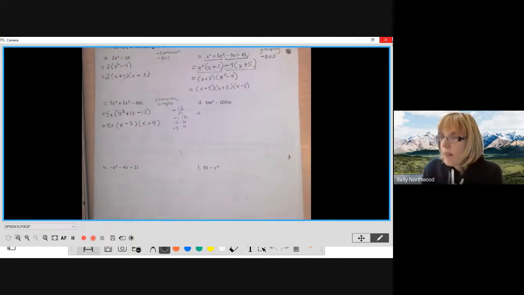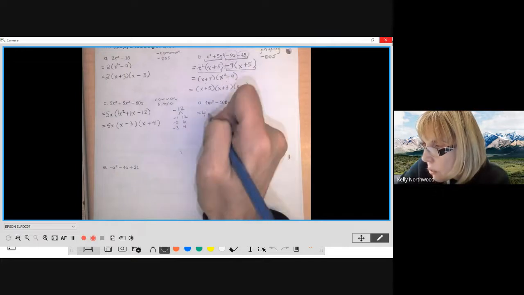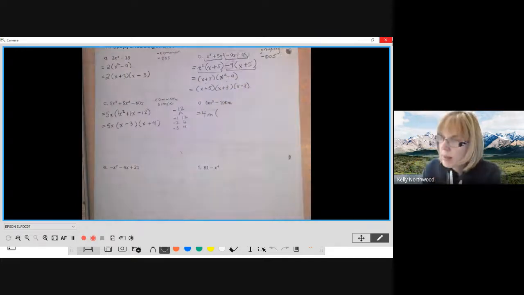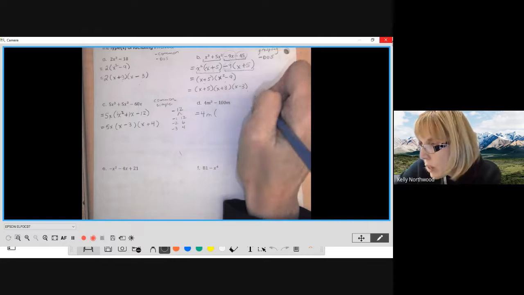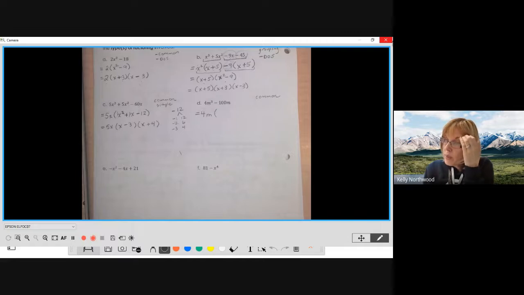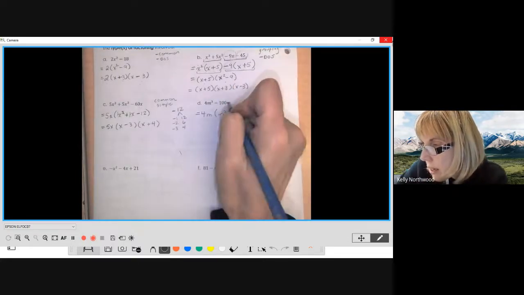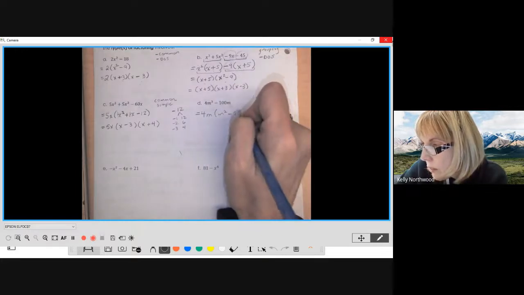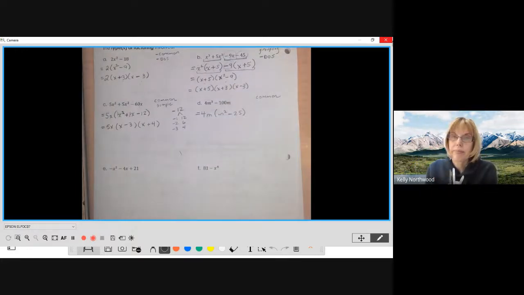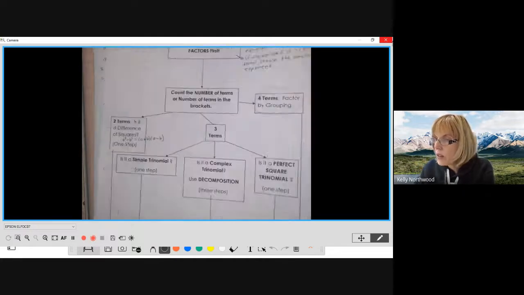Okay, D, first step is to check for common factors. So I know 4 goes into 100, and there's an m in both, so smaller exponent is m. So I know common is going to be one of my types. 4m cubed divided by 4m is m squared, minus 100m divided by 4m is 25. And then, okay, so we've done our common factoring.